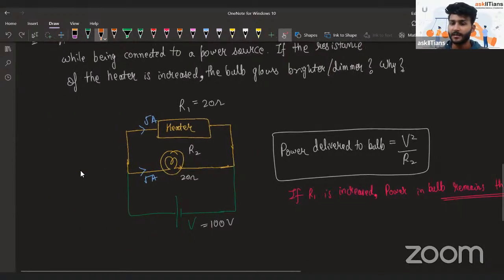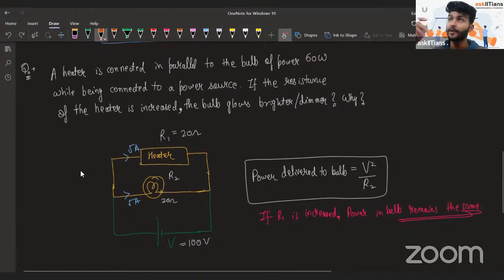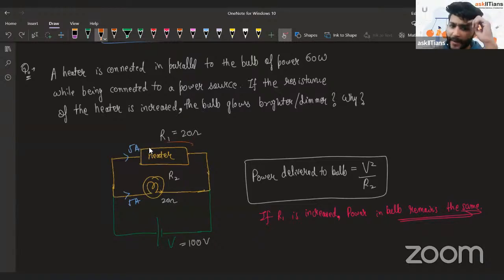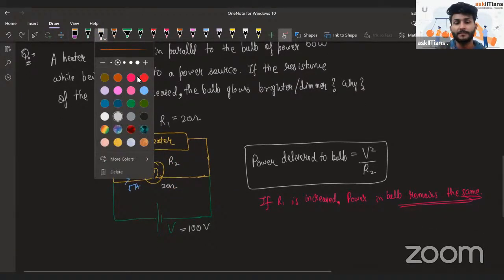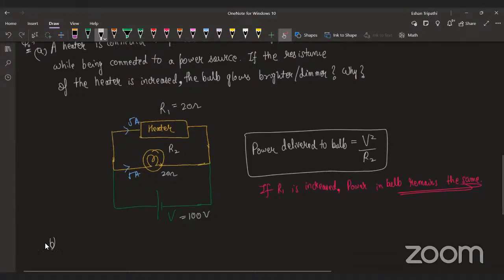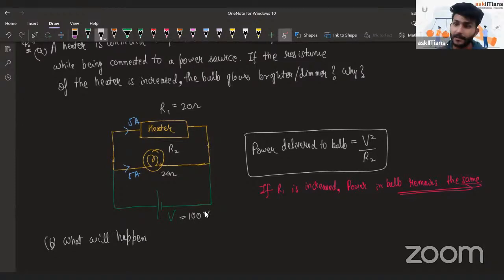Getting this, guys? In fact, that is why in domestic circuits, appliances are connected in parallel, so that if in future my heater stops working, my bulb will remain unaffected. Appliances connected in parallel draw their current independently of the other. Exactly, yes.